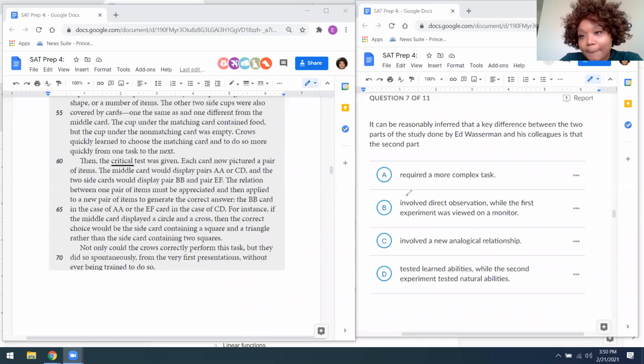You're getting there. You don't have to just say whatever comes to your mind. I guess the sentence before it says crows quickly learn to choose the matching card and to do so more quickly from the one test and next. So maybe something to do with the crows, maybe. Yeah, the whole passage is about crows.